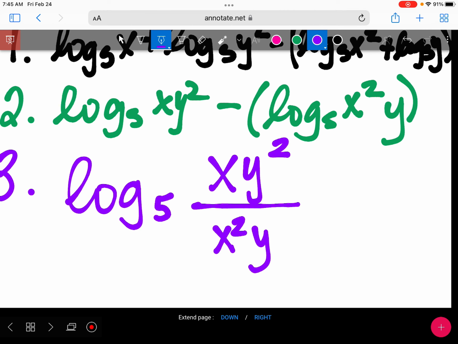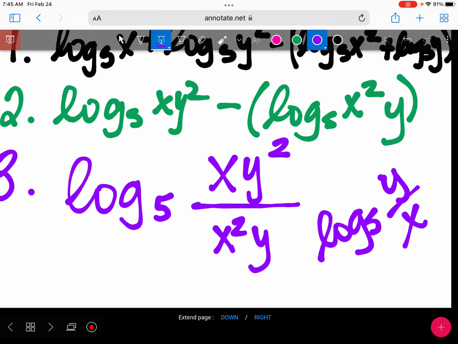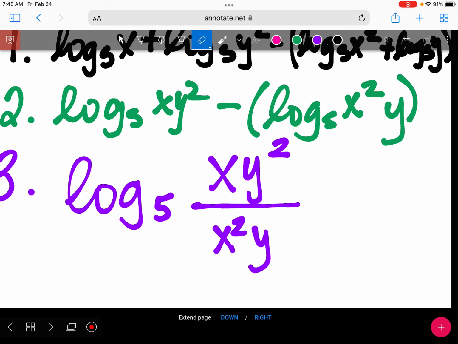Could we simplify this? Fun thing, you could. Y can cancel out on the bottom and the top, and x can cancel on the top and on the bottom. You can simplify it, and you'd end up with log base 5 of y over x, I think. But we're not really worried about that.